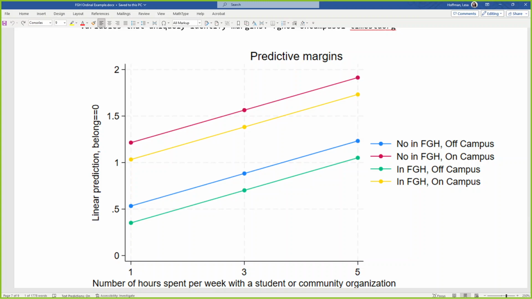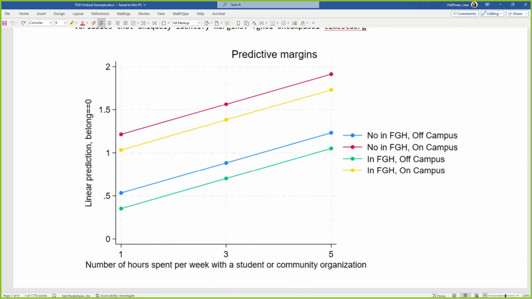Alternatively, we could talk about folks living on campus and then the change between first-gen Hawks or not. So that would be the red line here, folks who are not in first-gen Hawks versus folks who are in first-gen Hawks. So that's the difference between the red and yellow lines. So again, because we had a negative coefficient for first-gen Hawks participation, that's going to bump the line down lower. And then the same thing with off-campus students with the blue and green line.